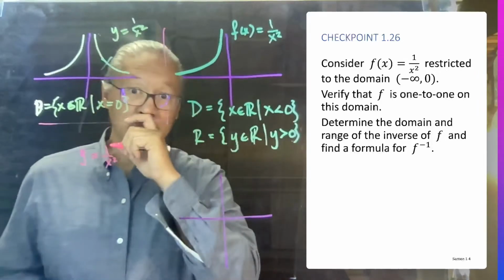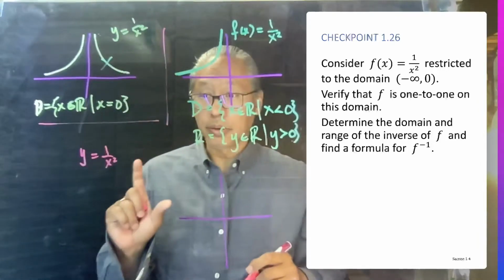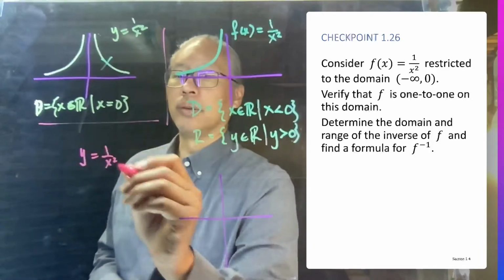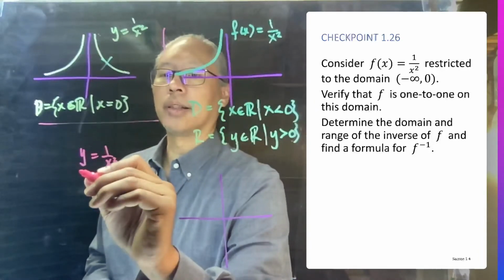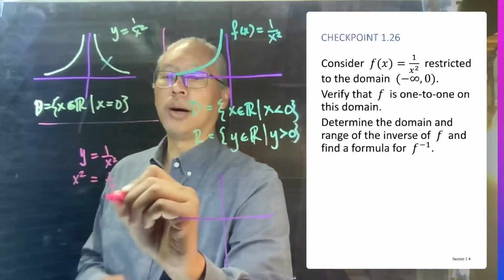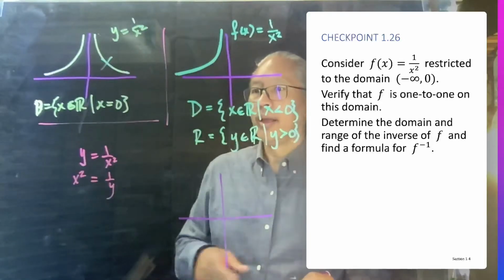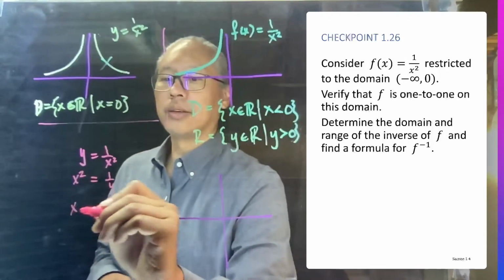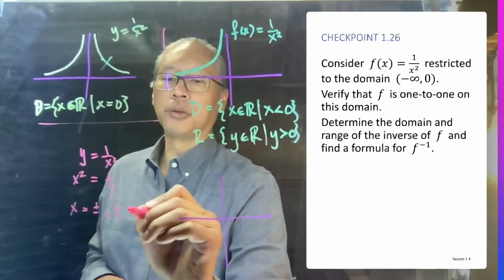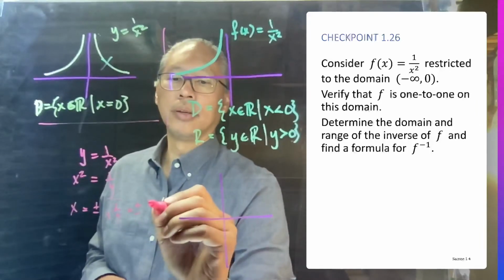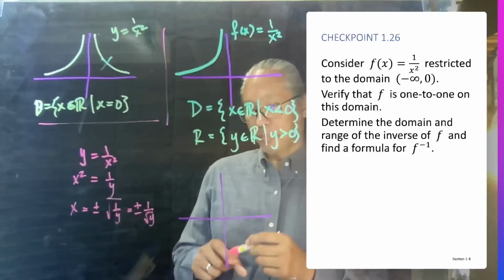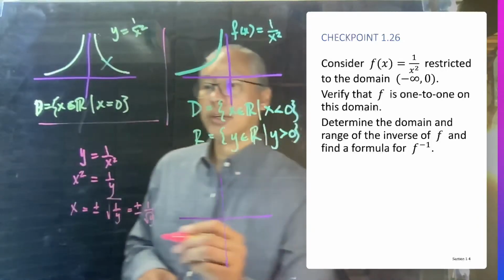And remember, the two-step process is to solve for x and then switch the x and y. So we'll do some cross multiplying or something like that. We will get x squared is equal to 1 over y. And then we need to solve for x. So x will equal plus and minus the square root of 1 over y, which, by the way, is just plus or minus 1 over the square root of y. Now, we're going to switch the x and y.